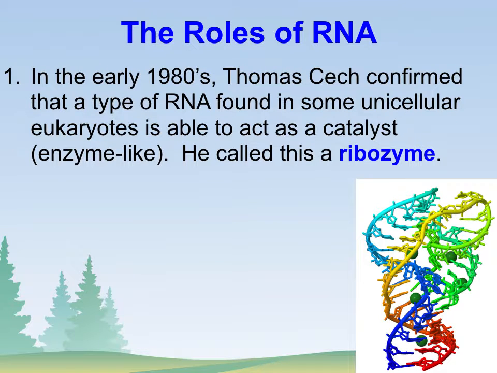So what happened was in the 1980s, a guy named Thomas Cech came and did a few experiments, and he had this theory inside of his head. He said, well, maybe some of these RNAs can act like catalysts just like enzymes do. What he called his theory was a ribozyme, and a ribozyme was pretty much RNA that acted like an enzyme. It had the same function of an enzyme.